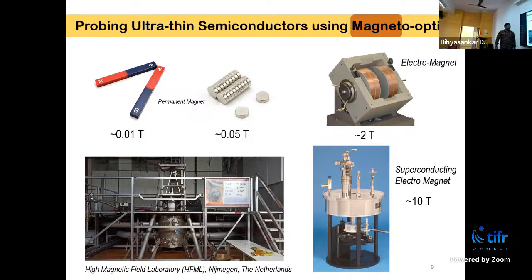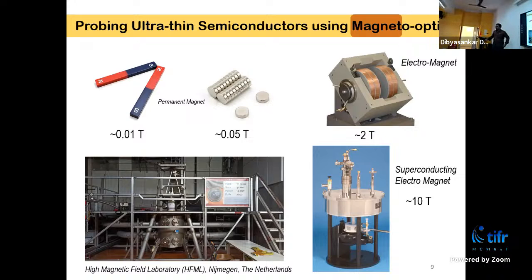In this facility only, they have a magnet which goes to 35 or so. There are very few places on Earth where you can go to this kind of magnetic field, 33, 35 Tesla. I was lucky to visit their lab. This is in Nijmegen, Netherlands. They have 6 such magnets. There they can regularly go to 33 Tesla. It's a huge magnetic field.